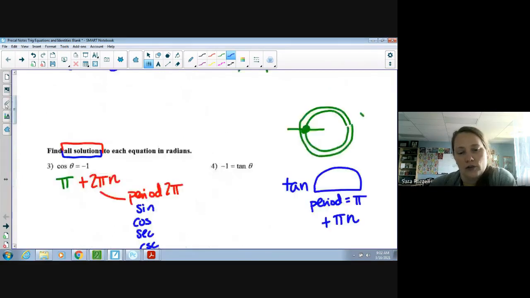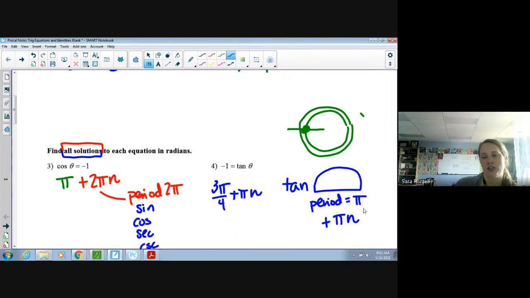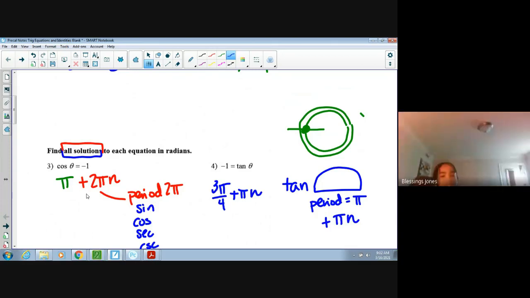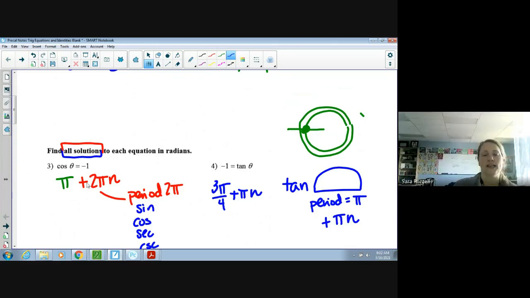So this answer would be 3 pi over 4 plus pi n, because the period for tangent and cotangent is just pi, so we just put pi in. For the other 4, plus 2 pi n, if they ask for all solutions. And you said tangent equals y over x? Yeah, tangent's y over x.